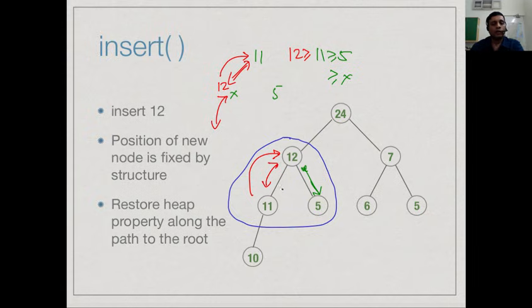So now I brought 12 up to this point. Now I need to check whether there is any further violation, and it turns out that 12 is smaller than 24, so I can stop. Right? So this was the result of inserting 12 into this heap.